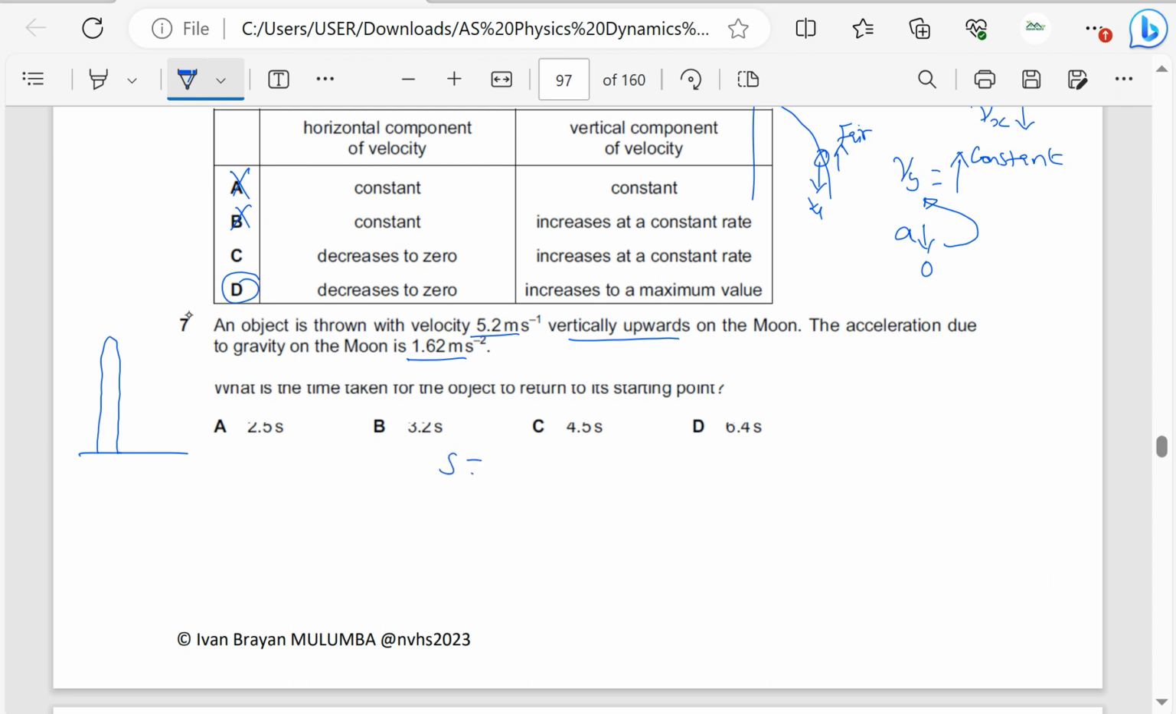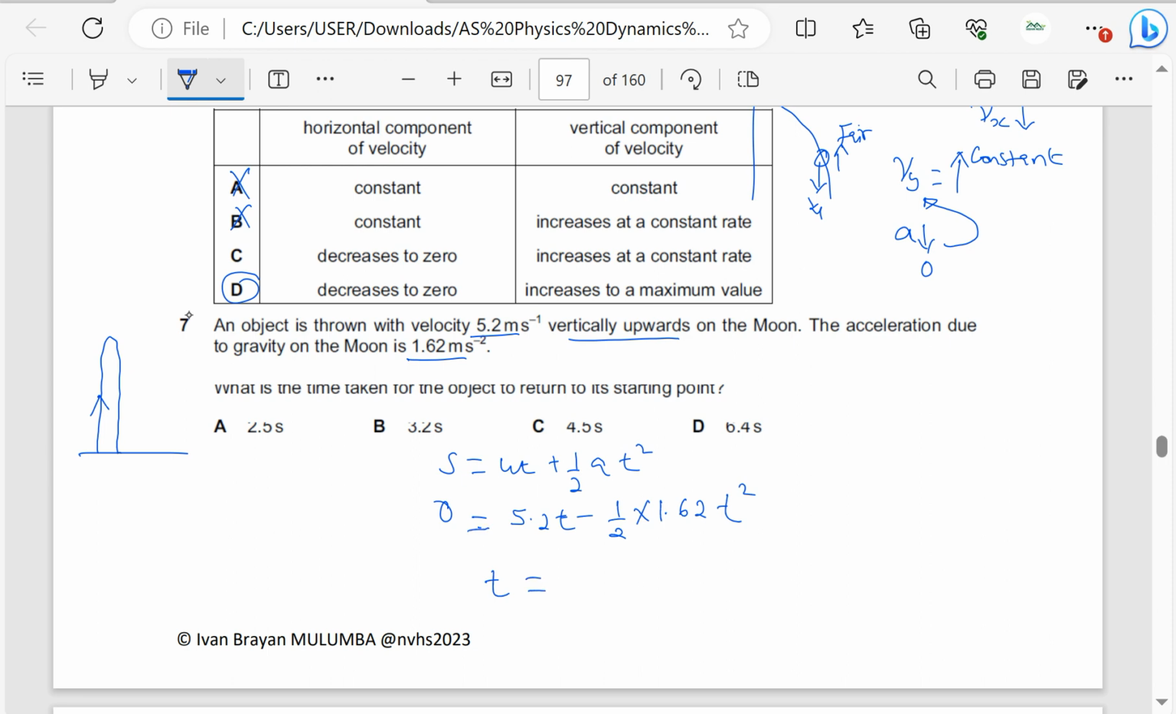If I use s = ut + ½at², zero is the displacement. Initial velocity is 5.2 times the time t. But because it's thrown vertically upwards, acceleration is negative, so minus a half times 1.62 times t squared. So I'll just press my calculator to find t.